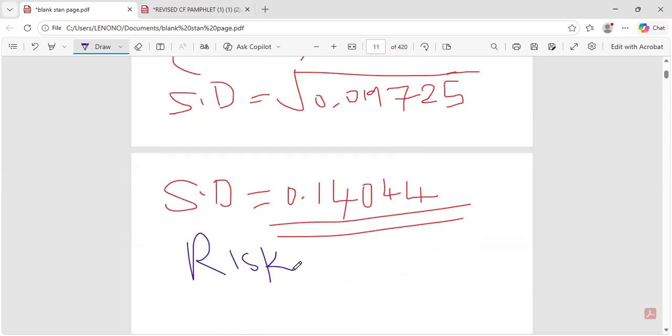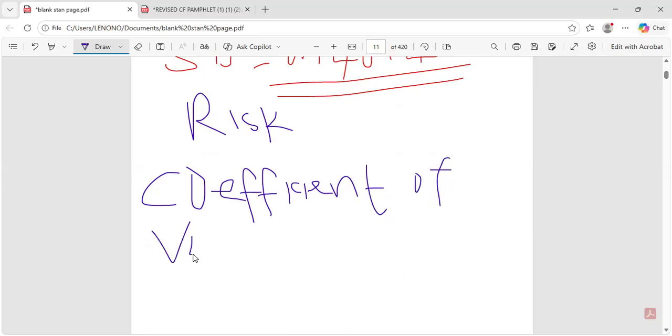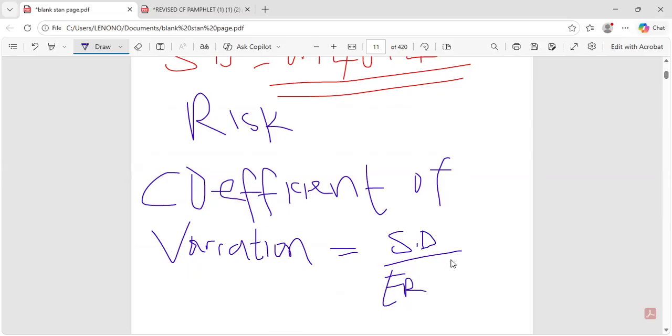Okay, so this is how you get the standard deviation. Then the coefficient of variation. Coefficient of variation is equal to standard deviation, you divide by expected return, then multiplied by 100%.